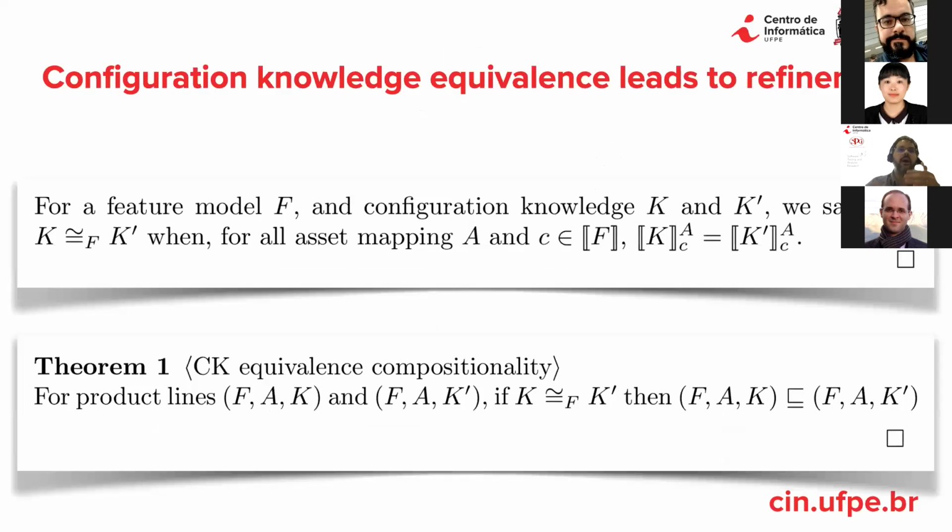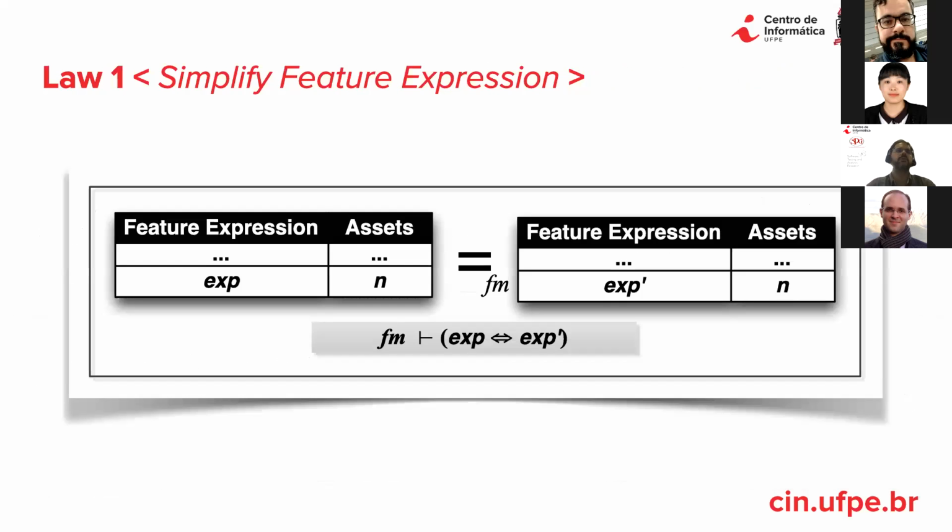Because we also have this result of compositionality. Since a product line is composed of three elements, the feature model, the asset mapping, and the configuration knowledge model, we have this compositionality result stating that if you evolve independently the configuration knowledge model and result in an equivalent model, then you have the refinement of the product line, thus the safe evolution of the product line. So based on that, we proposed a number of laws that ensure that you change the model resulting in an equivalent model. So I will go briefly through all the laws.